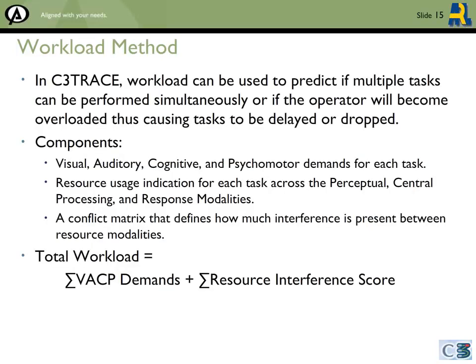In C3TRACE, workload can be used to predict if multiple tasks can be performed simultaneously, or if the operator will become overloaded, thus causing tasks to be delayed or dropped. C3TRACE sums all the demands across the resources for all active tasks and adds the sum of resource interference from the conflict matrix to calculate a total workload score.